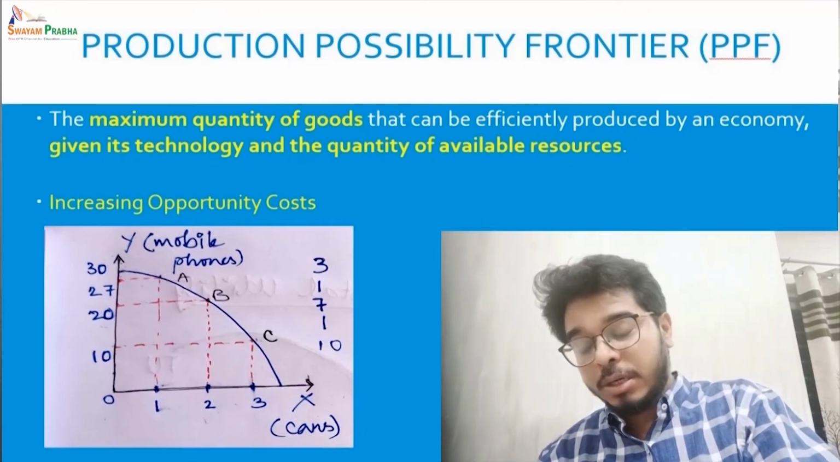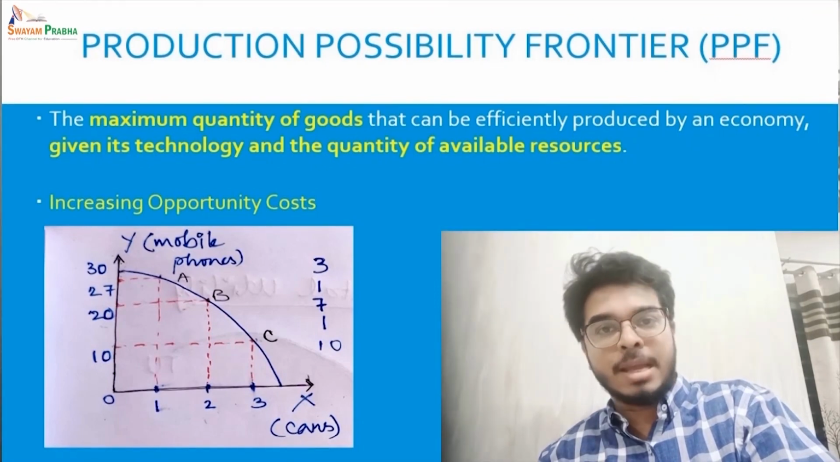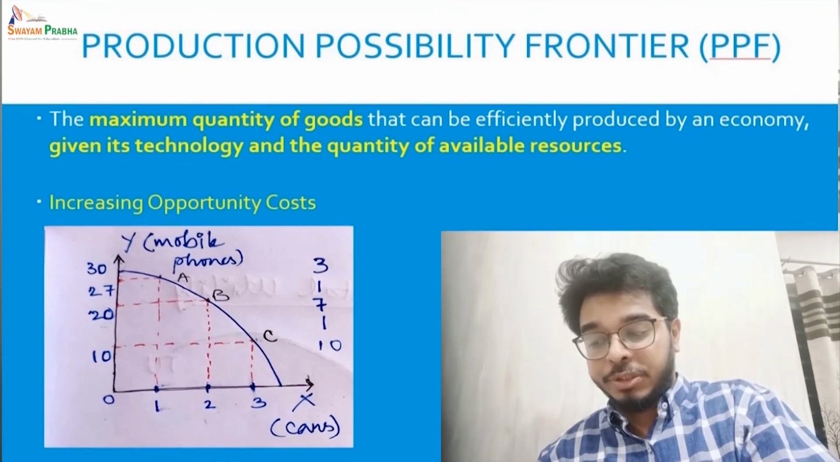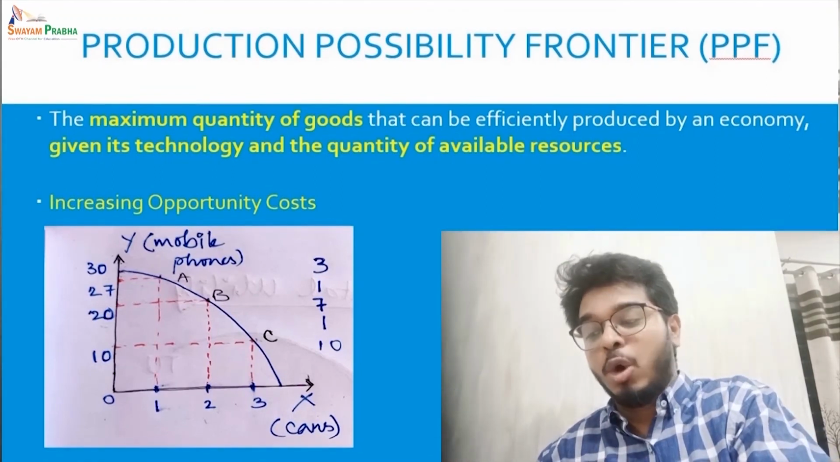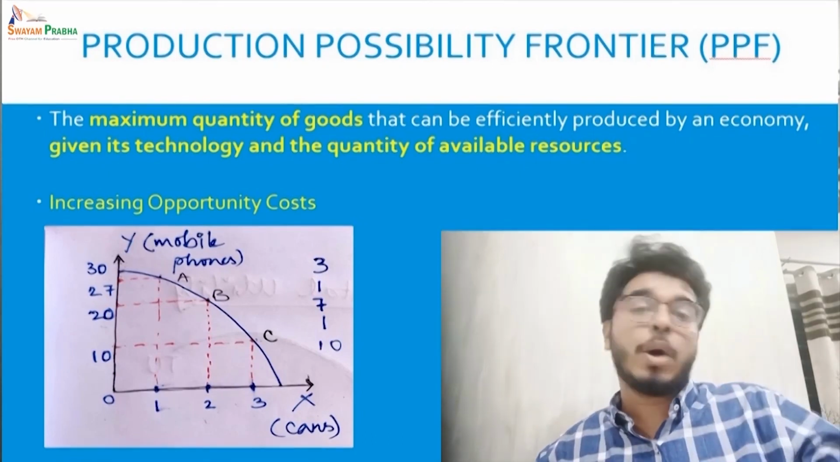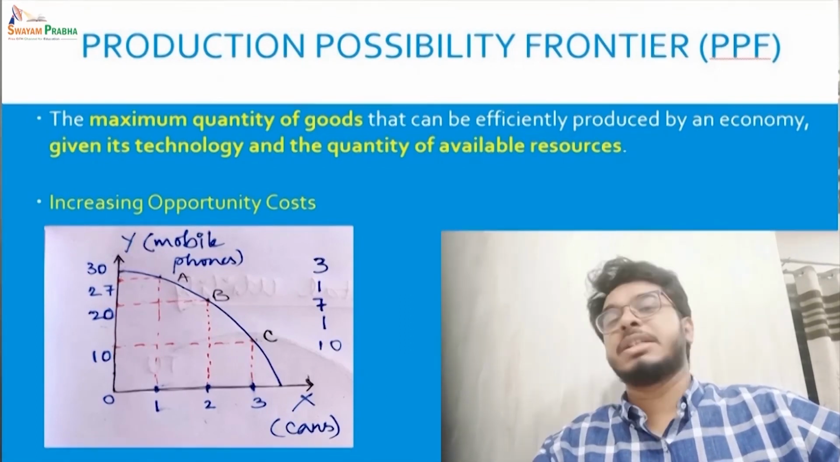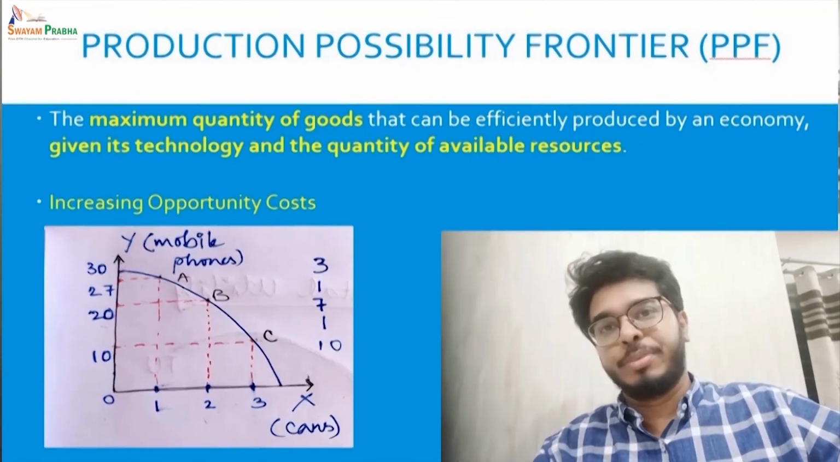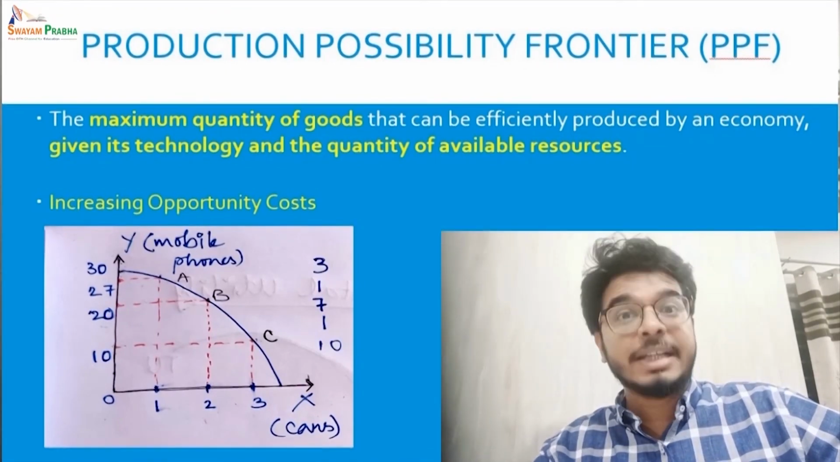If I am producing one car, I am producing 27 mobile phones. If I am producing two cars, I am producing 20. If I am producing three cars, I am producing 10 mobile phones. So these are different combinations, right? On different points A, B, and C, we have three different points and different combinations. Now whatever would be best, we do not know, so the economic agent has to decide which combination they will produce. But when I am talking about the opportunity cost, let us see here.